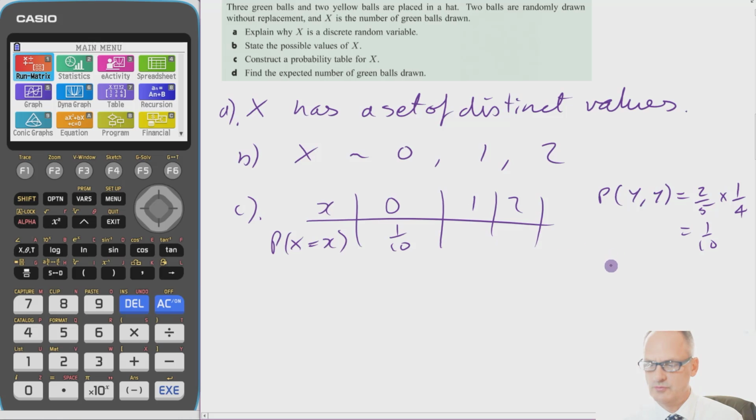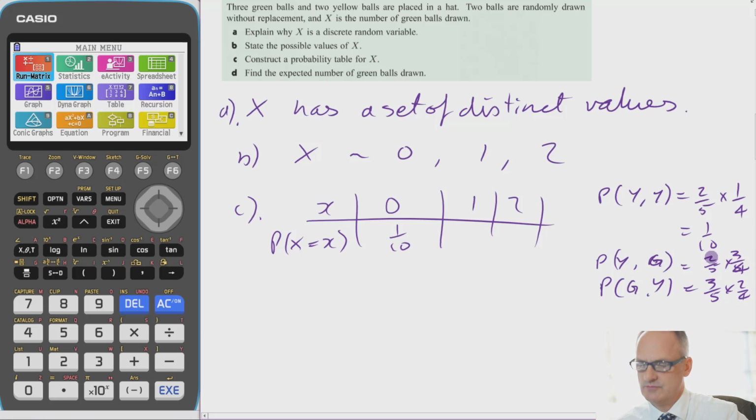Probability of 1 green ball, well, we're going to have 2 ways of doing that. You can have yellow and green, or we can have green and yellow. So yellow and green will give us 2/5 times 3/4. And green and yellow will give us 3/5 times 2/4. So these are exactly the same probabilities, just written the other way around. So that's going to give us 3/10, and that will also give us 3/10, so we'll get 6/10 for the probability of getting 1.